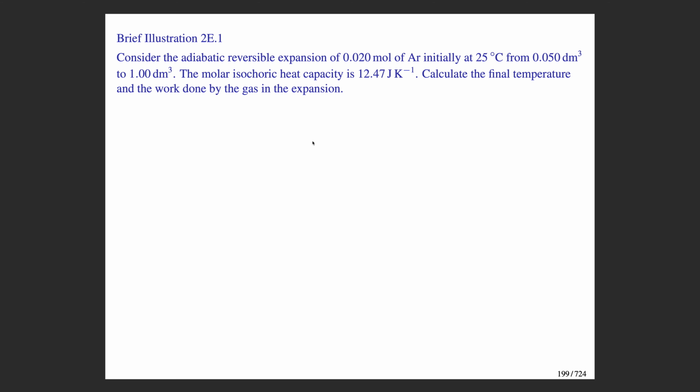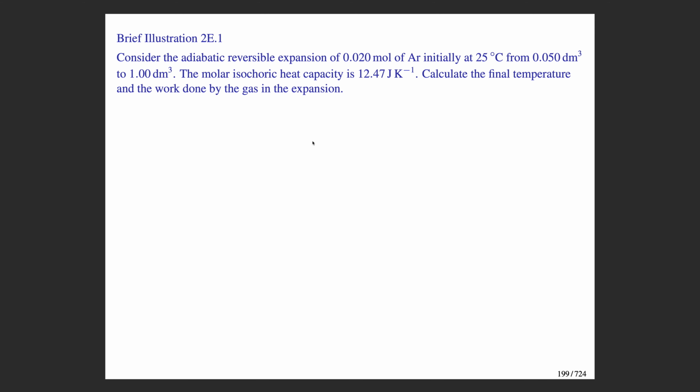Finally, we're being asked to calculate the work. In this case, the work will be the change in U minus the heat. That's 0 for an adiabatic process, so work equals delta U. And delta U for an ideal gas is going to be n Cv. Oh, it'll just be Cv times the change in temperature, so TF minus TI. So we can calculate that very quickly.